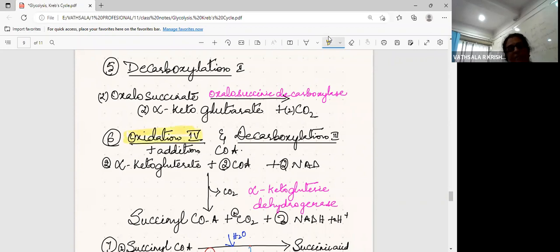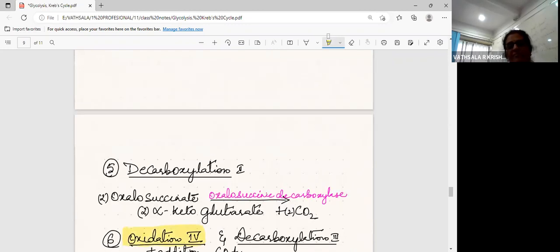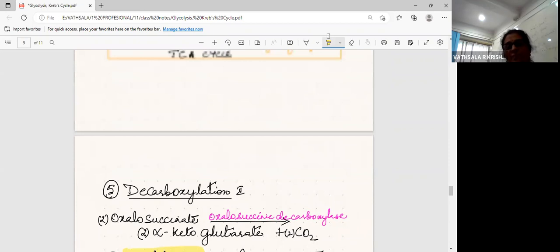Where did the first oxidation happen? Anybody, have you noticed? In glycolysis. The second oxidation is pyruvic acid to coenzyme A. Third, yes. Please keep counting these oxidations, guys.